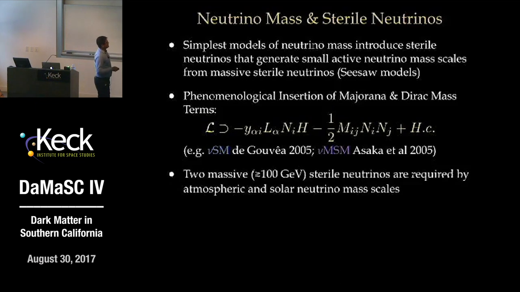So basically, you need something like two massive sterile neutrinos to produce the mass difference scales for the atmospheric and solar scales. And then if you have the same kind of flavor structure in the sterile case as you do in the active case, then you have a free sterile neutrino. You don't need it to produce another mass scale.